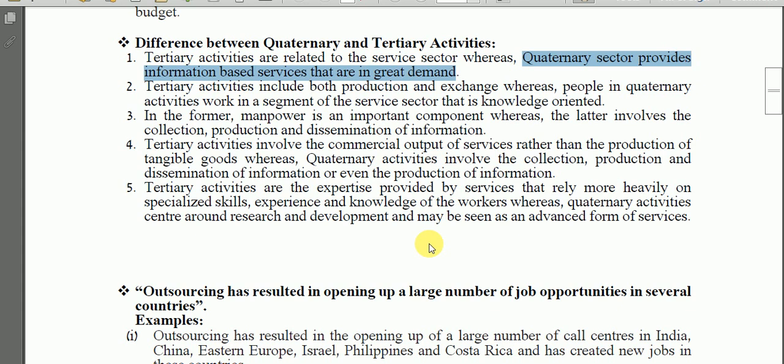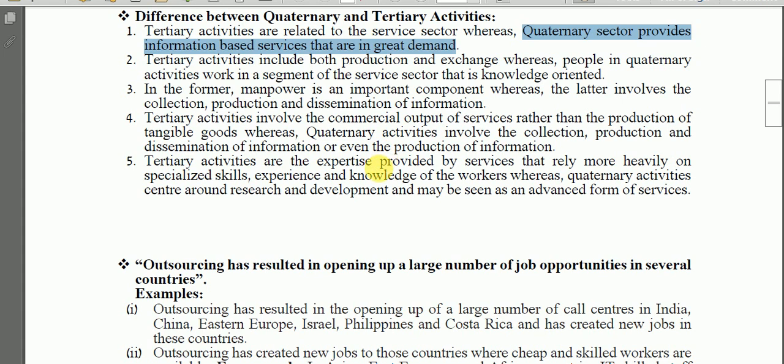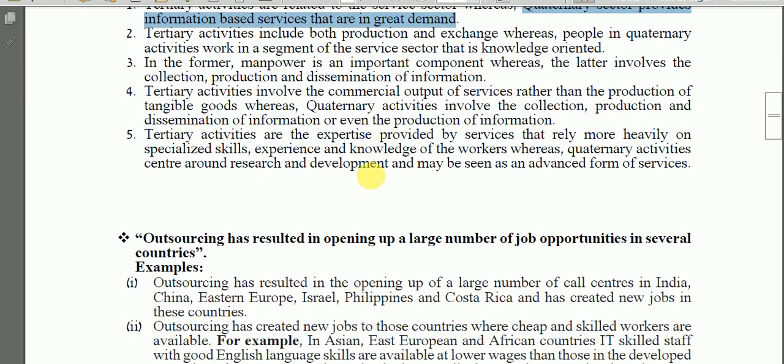And those clerical workers, clerks in the administrative offices, then these teachers, all these come under the tertiary activities. And in the quaternary activities, the more specialized, knowledge-based activities come under the quaternary activities. So these are the main points of difference between the tertiary and the quaternary activities.